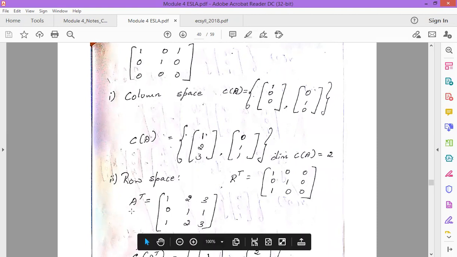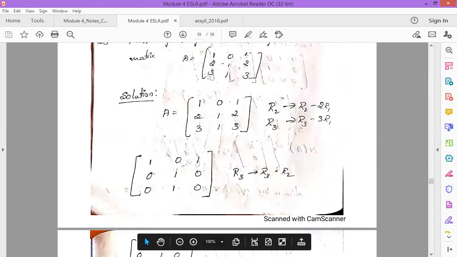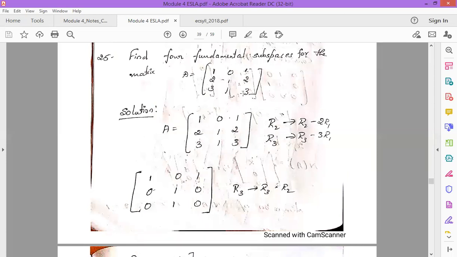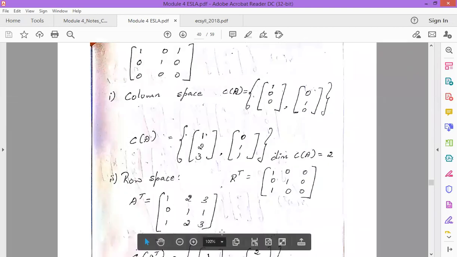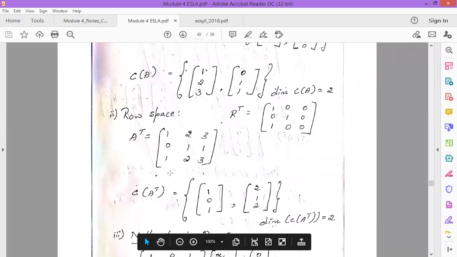Similarly, you just perform the transpose on the matrix A. So here the matrix A elements, which are given as 1 0 1, 2 1 2, 3 1 3, will be transposed like 1 2 3, and next you will have 0 1 1 and 1 2 3. So after this, once you get this, write the column space of A transpose.